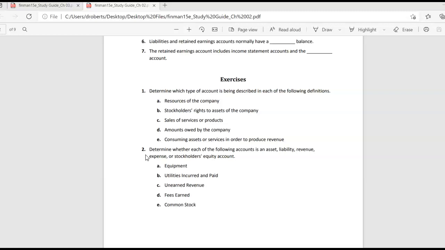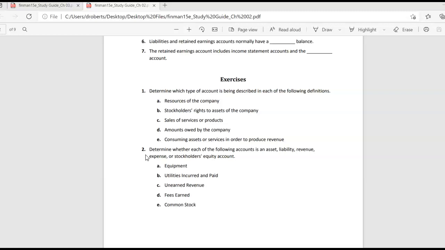Number 1 is determine which type of account is best described in each of the following definitions. Resources of a company is A. Stockholders' rights to assets of the company. Sales of services or products. Amounts owed by the company. Consuming assets or services in order to produce revenue. This type of example is all about understanding the concepts and the terminology. So A, what do you think? Resources of a company is going to be an asset. So letter A is assets.